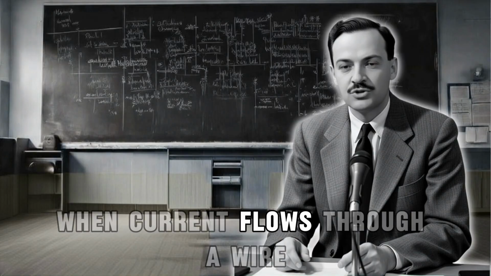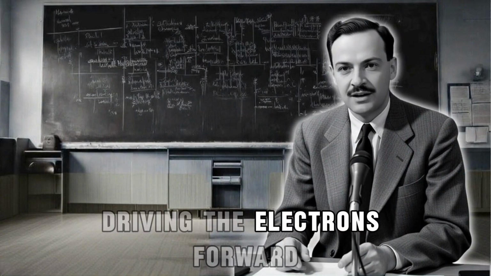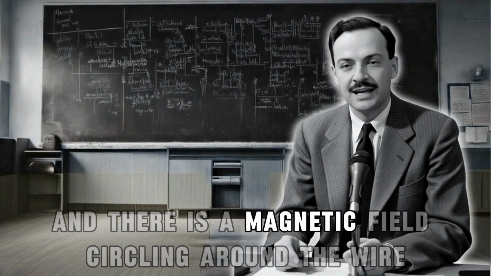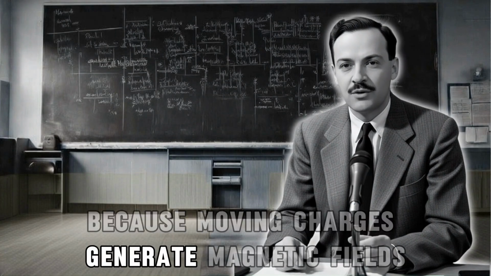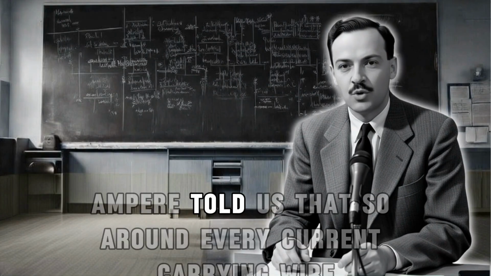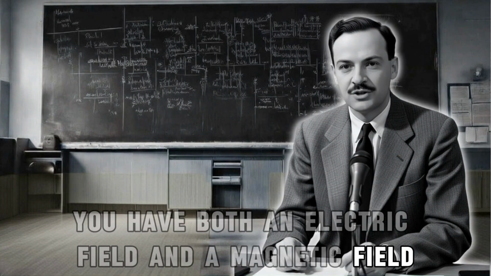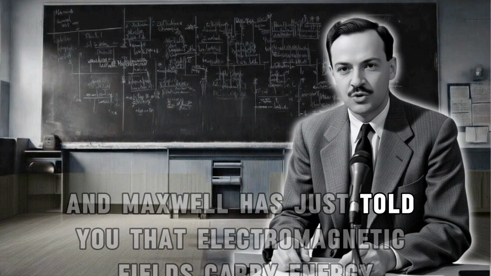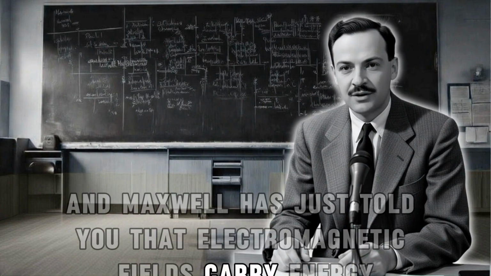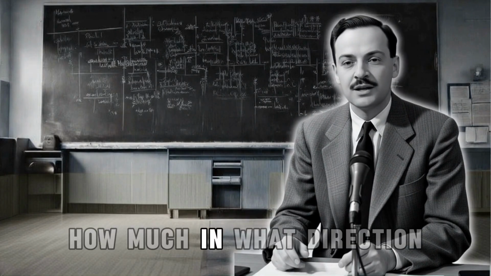When current flows through a wire, there is an electric field along the wire driving the electrons forward, and there is a magnetic field circling around the wire because moving charges generate magnetic fields. Ampere told us that. So around every current-carrying wire, you have both an electric field and a magnetic field existing in the space outside the metal. And Maxwell has just told you that electromagnetic fields carry energy. So are those fields around the wire carrying energy? How much? In what direction?